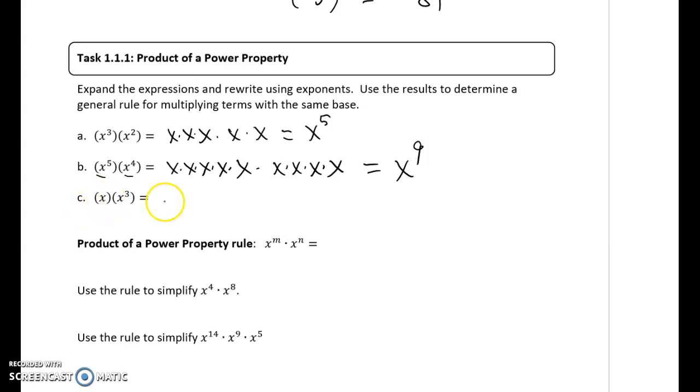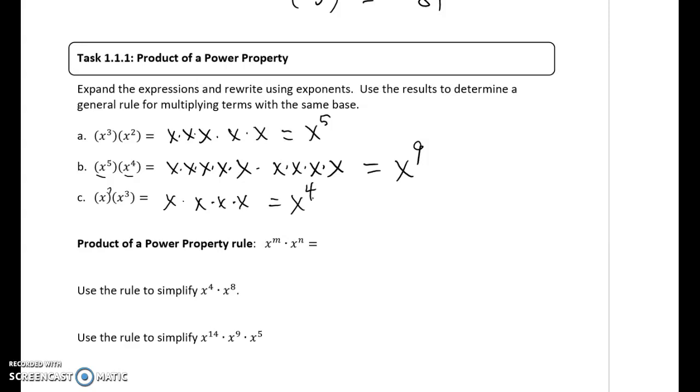All right, so we have just x. I mean, some people could see that's x to the 1st, right? So again, that's just x. We have x cubed, so that's x times x times x. We're going to multiply those together, and that's going to give us x to the 4th. All right, so can we think about a rule that we can use going forward with these problems where we are multiplying these exponential expressions?